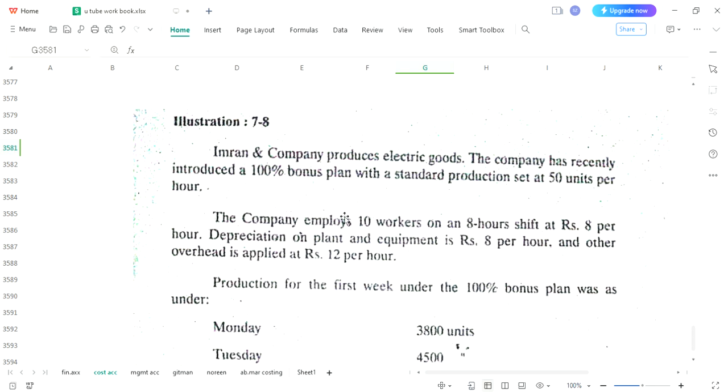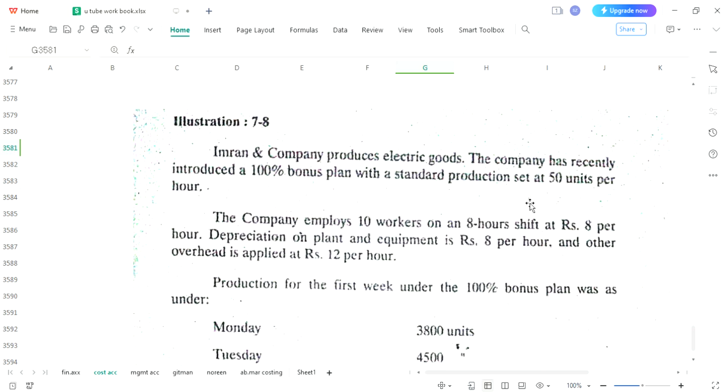Illustration is in front of us, and this is a very special illustration because several concepts are related with it. Obviously we will calculate the total wages of labor workers, as well as any overtime. The company has recently introduced a 100% bonus plan. That means if somebody works according to standard, he will be given normal hours, and if somebody works better than standard, more than standard, he would be given a bonus.